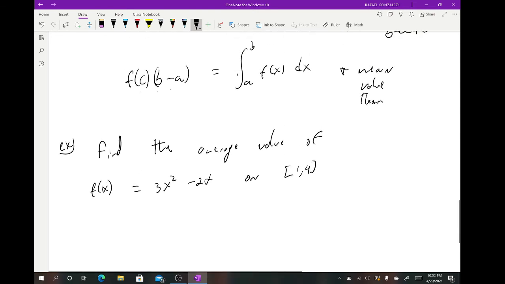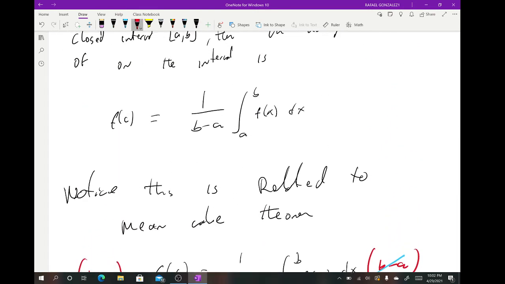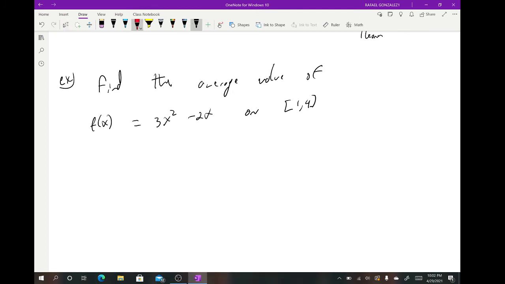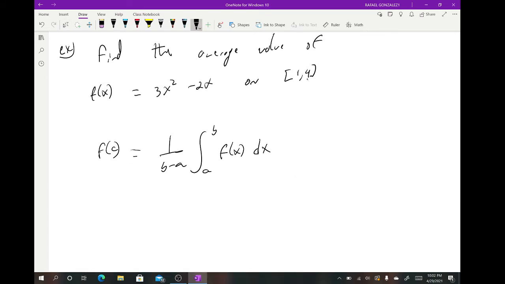Okay, so we now have a formula for the average value. The average value is given by this formula right here. So let's use it. Remember, that is 1 over b minus a times the integral from a to b of f(x) dx, which is equal to f(c). Alright, so what is my a, what is my b? b is 4, a is 1, and f(x) is 3x squared minus 2x. So we have that f(c) is equal to 1 over 4 minus 1 times the integral from 1 to 4 of 3x squared minus 2x dx.